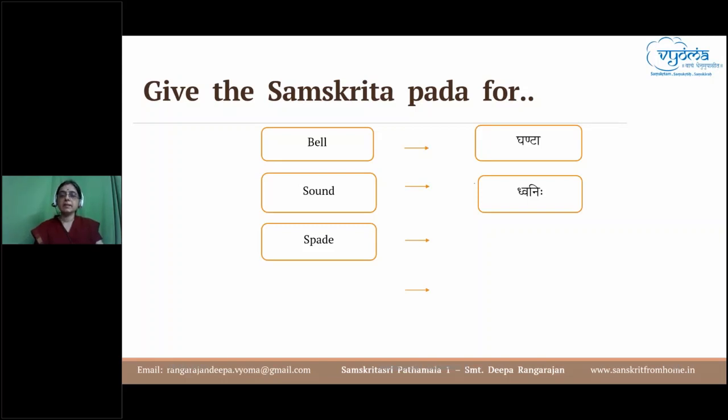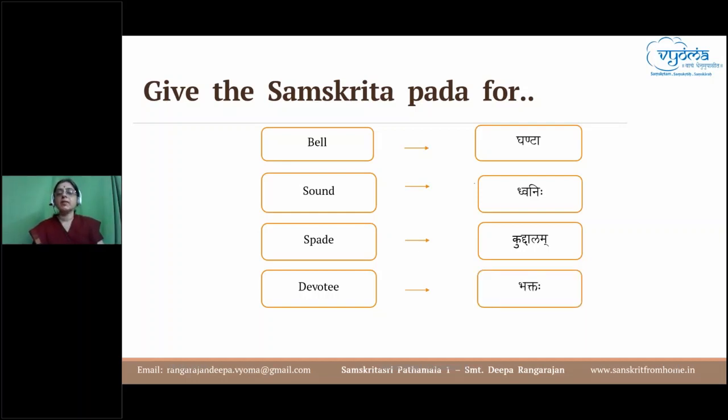Spade. Kudalaha. Kudalam. No, Kuddalam. This is a double dakara. Kuddalam. Yes. Devotee. Bhaktaha. Yes, it's a bhaktaha, where you have this special form of k and the. This is the Samyuktakshara. It is a special form. Bhaktaha. Dhanyavadah.